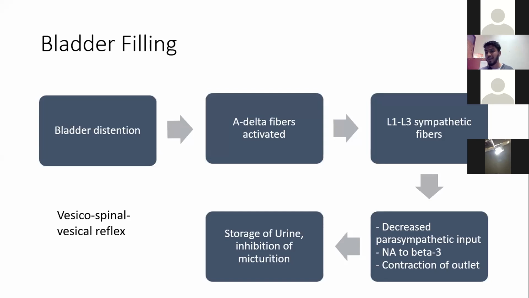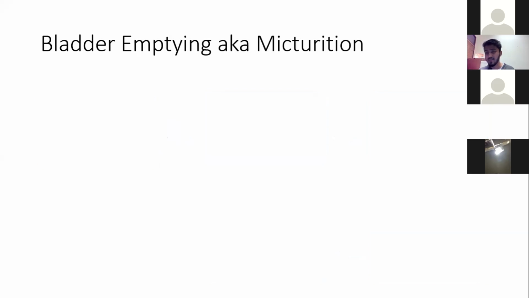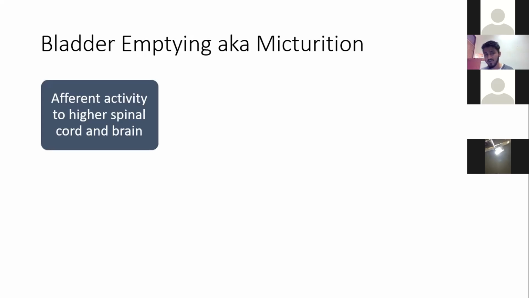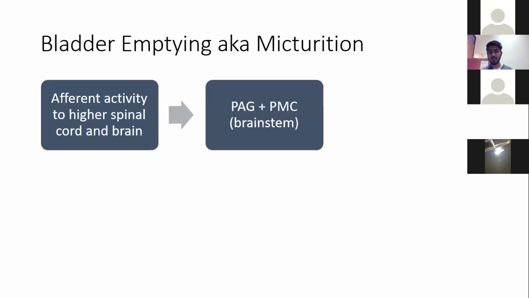So now with bladder filling, there has to be a point when it stops, right? We cannot go on storing urine forever. So there has to be something that is regulating till what time this is acceptable, and at what time this has to stop, and at what time we have to shift to bladder emptying, also known as micturition. Now, we've already talked about the afferent activity to the higher spinal cord and brain, which is basically the periaqueductal gray and the pontine micturition center in the brain stem. These centers have control over the descending parasympathetic pathways.